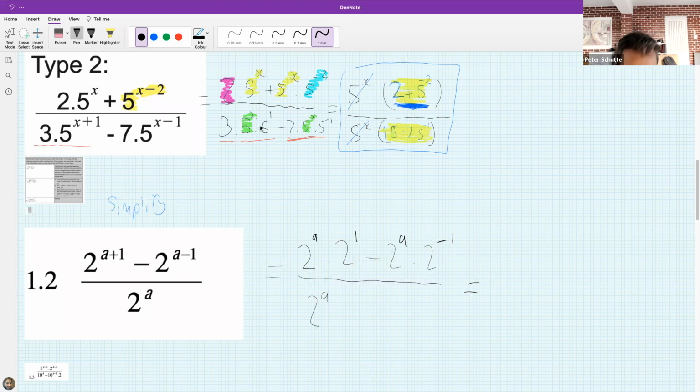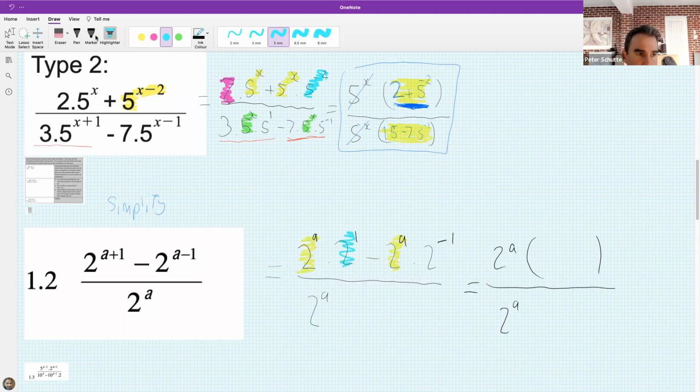The next step is to realize that the top has a common factor, which is 2 to the a. And so if I wrote that 2 to the a, I would get this. And the bottom, the good news is I already have 2 to the a. So now we ask ourselves, what goes inside the bracket? Well, what's left behind here? We have 2 to the 1. So that's 2 to the 1. And then over here, we have minus 2 to the minus 1.